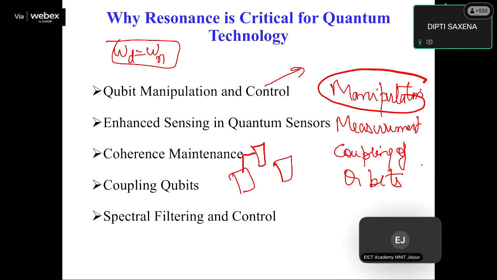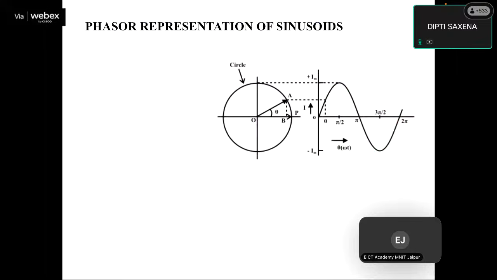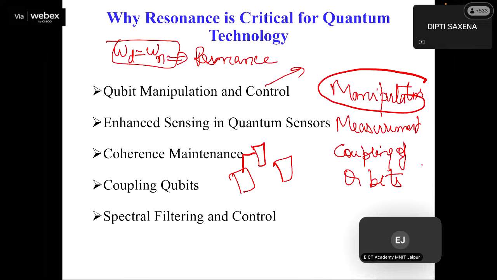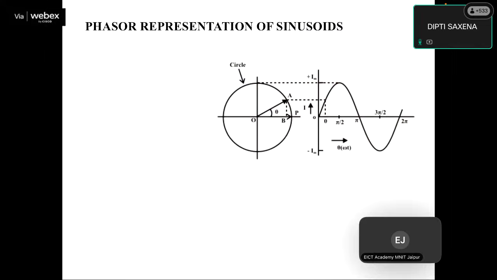How will we come to this? This is basically the resonance condition, that is, the driving frequency should be equal to the natural frequency of the circuit. Now let us consider a signal, maybe a voltage or maybe a current. Let us consider a sinusoidal voltage source V equal to Vm sine omega t plus alpha.